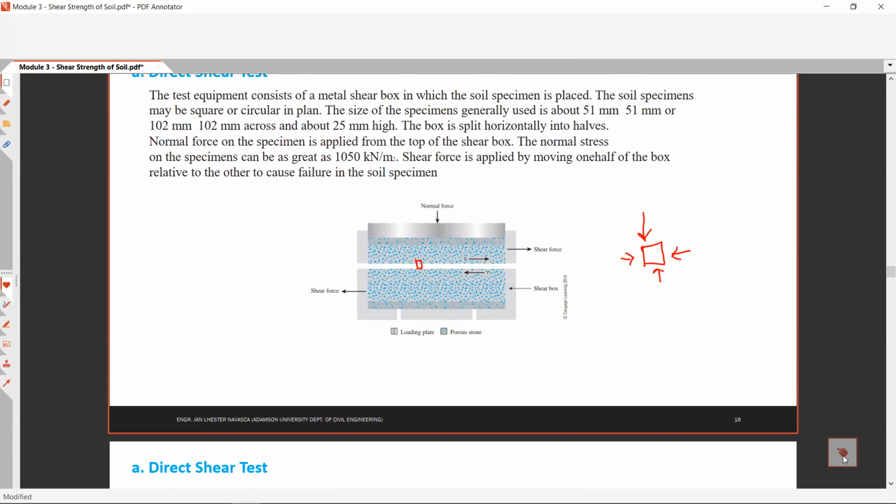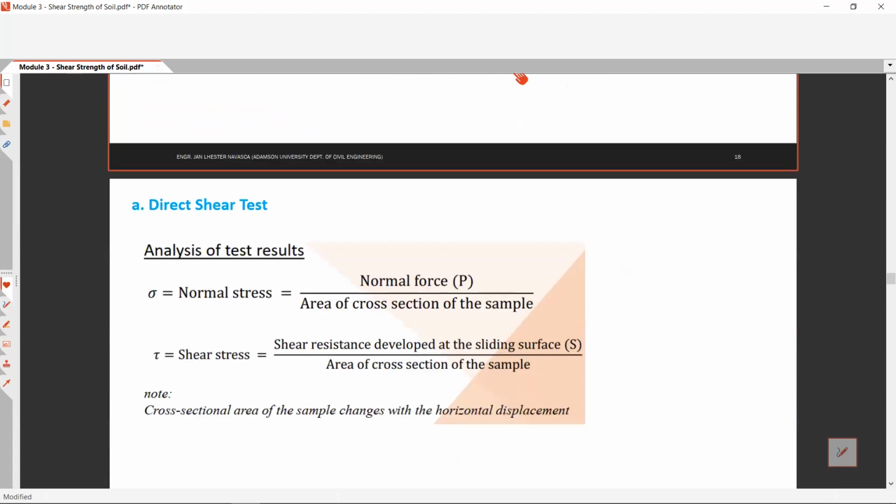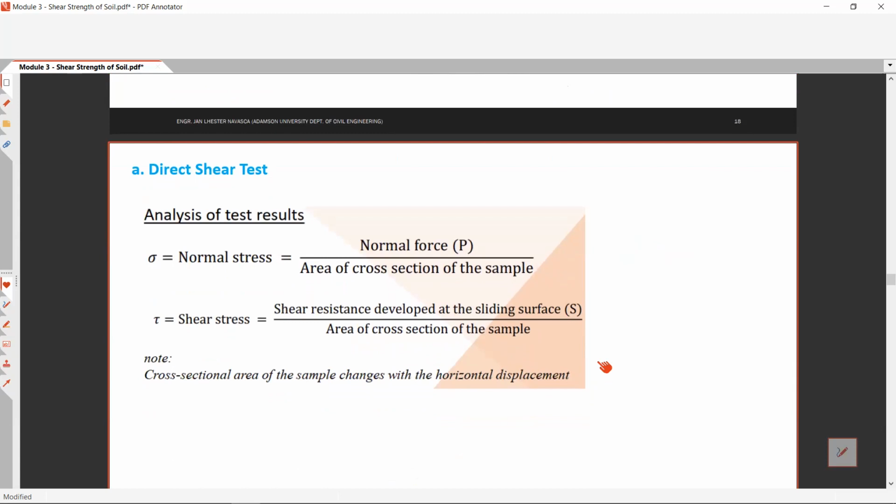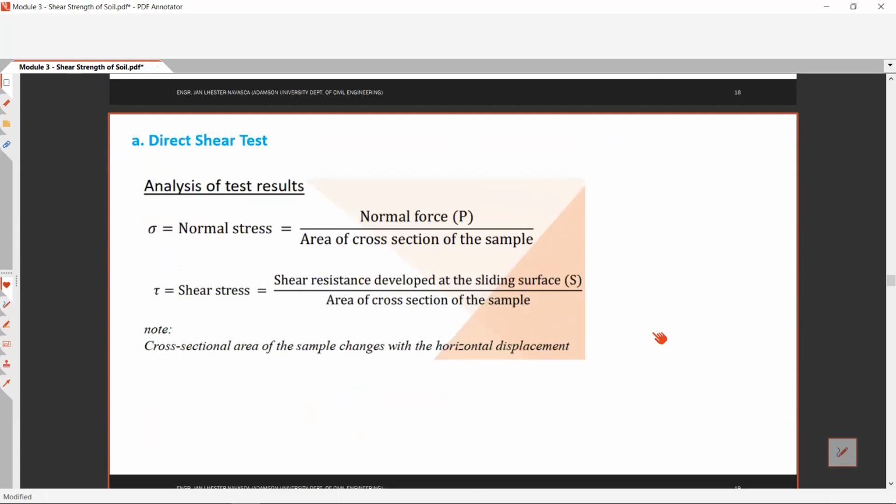Okay, so that is the direct shear test. Okay, so the analysis of test result. Your normal stress is equal to the normal force over the area of the cross section of the sample, and the shear stress is the shear resistance developing at the sliding surface over the area of the cross section of the sample.